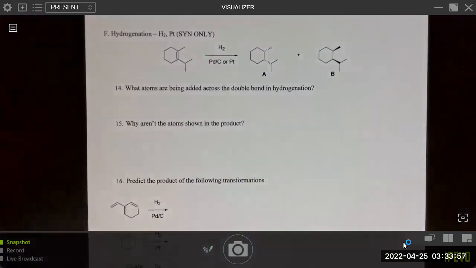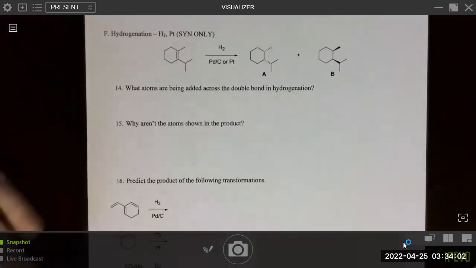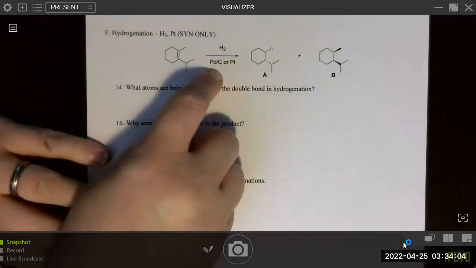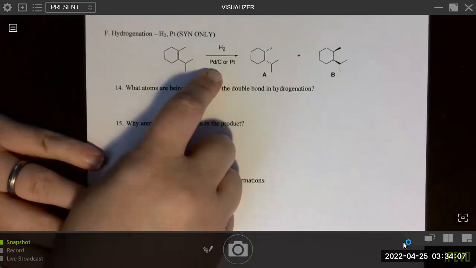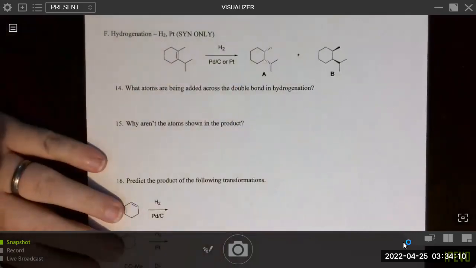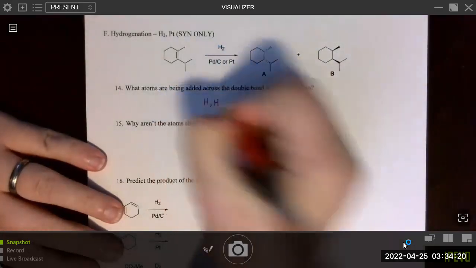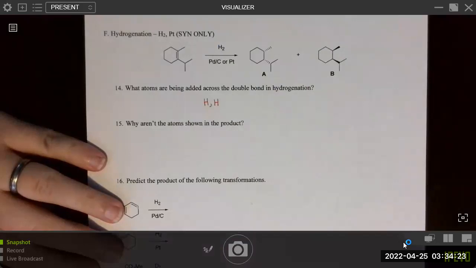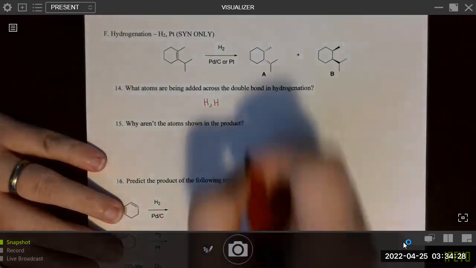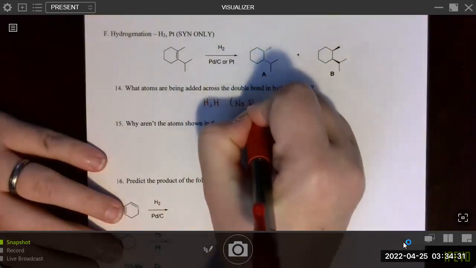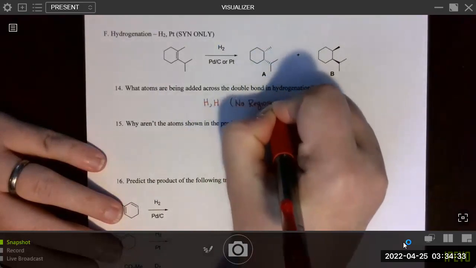All right, let's look at the next reaction, which is hydrogenation. Hydrogenation involves hydrogen gas and some sort of catalyst. Common ones are palladium on carbon or platinum, but other metal catalysts can be used as well. So what atoms are getting added across the double bond in a hydrogenation? H and H. So when you have two of the same, there isn't any regioselectivity to consider. That only happens if the groups that are getting added are different.